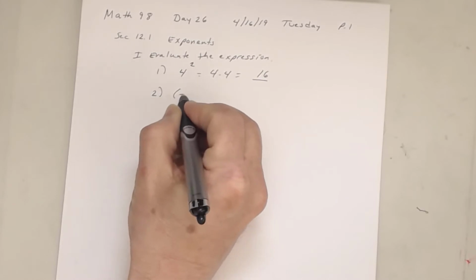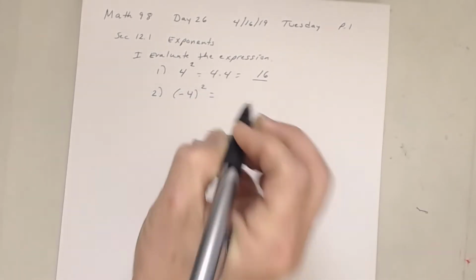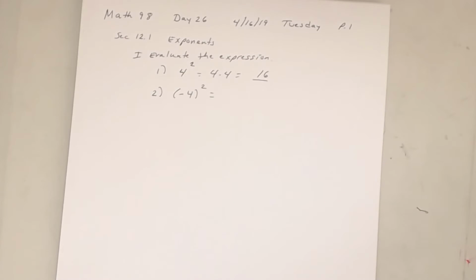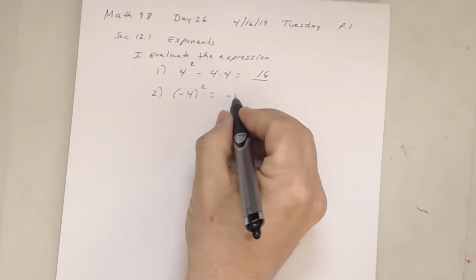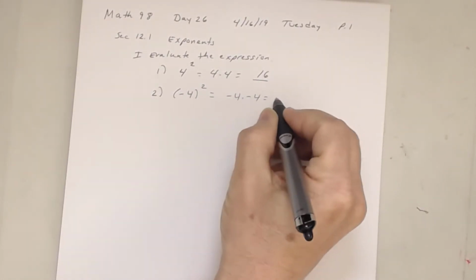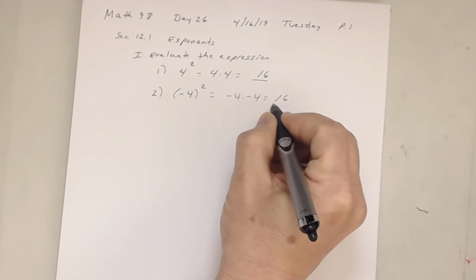Now if I had negative 4, squared, what's the base? Negative 4, because it's in parentheses. What's the exponent? 2. So that means negative 4 times negative 4, which is a positive 16.